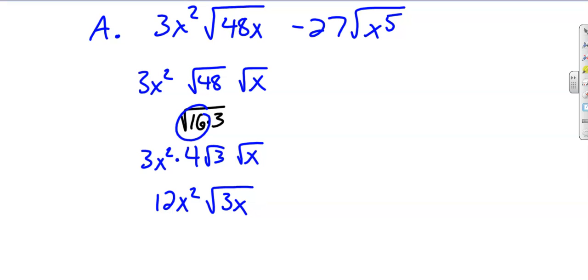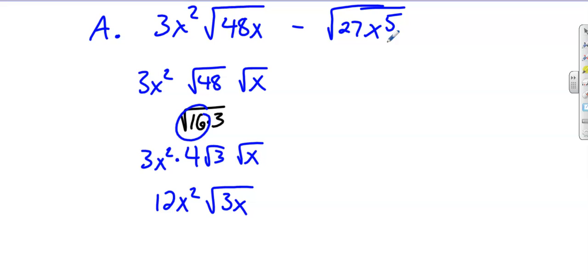Oh, hang on, one second back here. I put this square root in the wrong spot. That 27 was supposed to be on the inside. Sorry about that. So take that second term, put that 27 on the inside with x to the fifth. When I looked at it, I wrote it in there the wrong way.